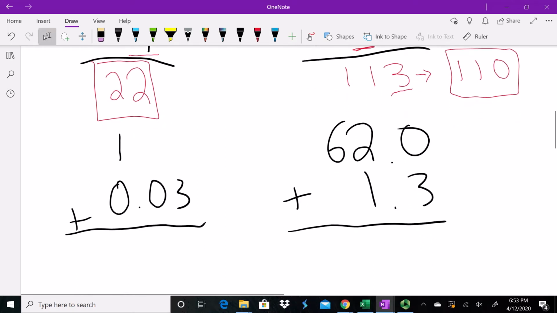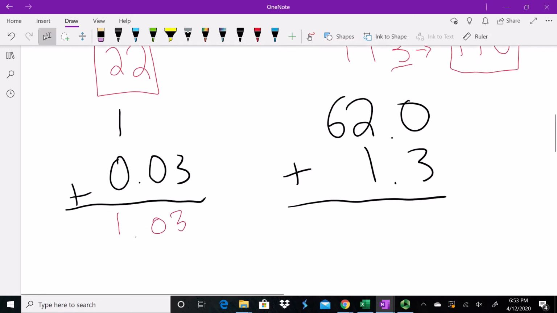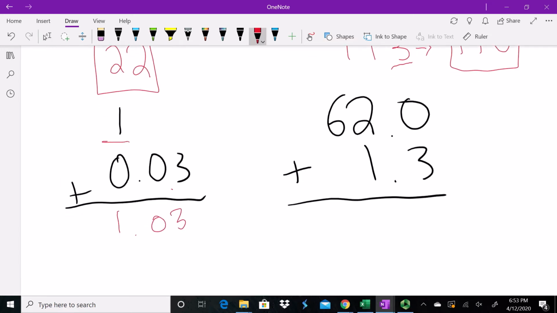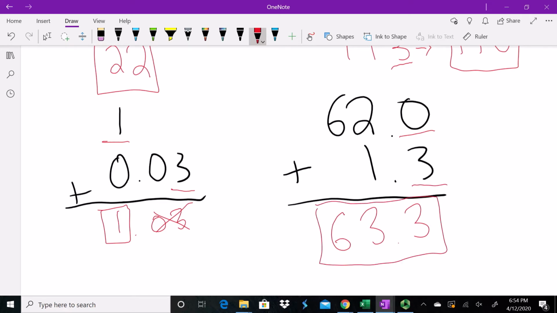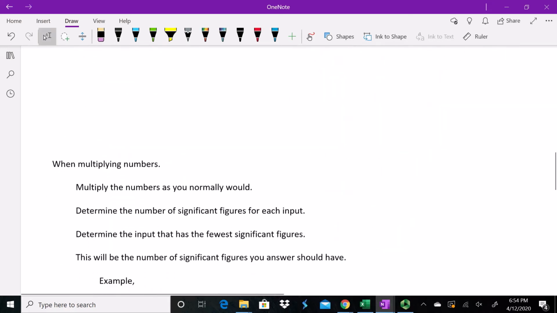All right, a couple more real quick. I have 1.03. This is in my ones column. This is in my hundredths column. That means that this stuff really isn't important. My final answer is 1. And then lastly, 63.3. Least precise spot is my tenths. Least precise spot is my tenths. My answer is 63.3. All right, so that's adding.